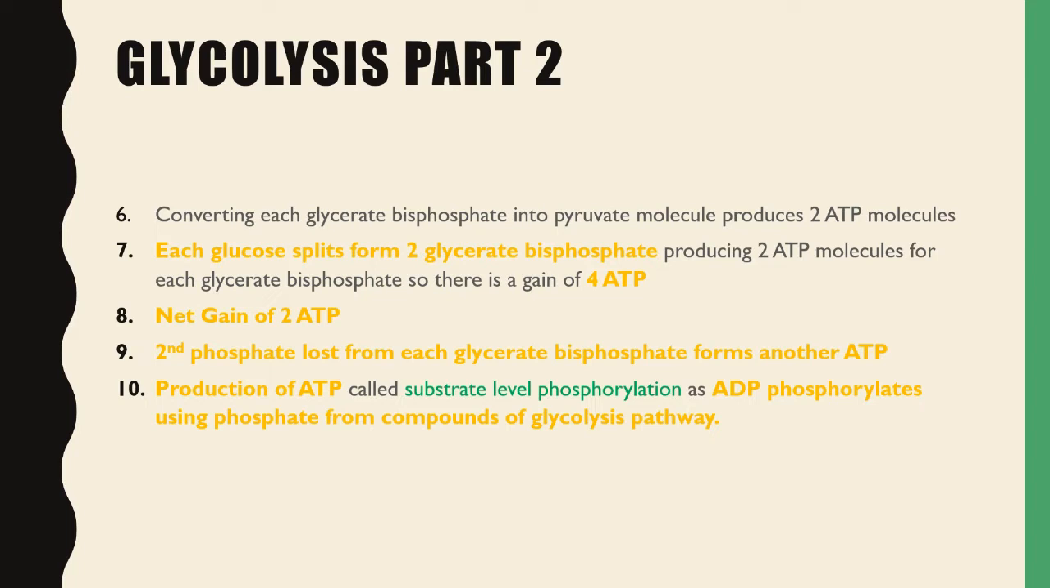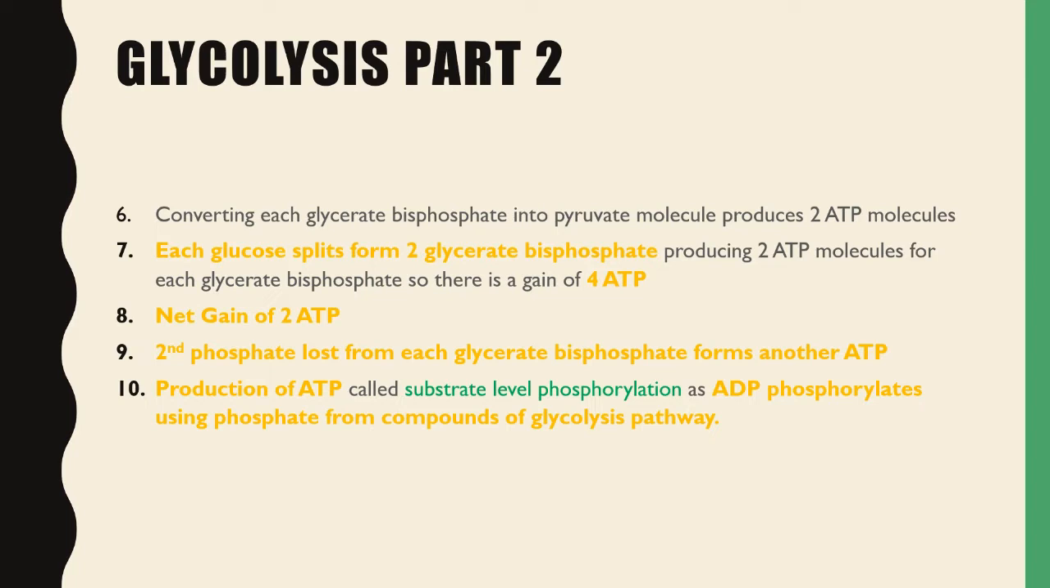The conversion of each glycerate biphosphate into pyruvate produces 2 ATP molecules, and each glucose will split to form 2 glycerate biphosphate, producing 2 ATP molecules for each glycerate biphosphate, and therefore there is a gain of 4 ATP molecules, but there's a net gain of 2 ATP molecules because you've used 2 up in making the ADP at the start. So, the second phosphate lost from each glycerate biphosphate will form another ATP, and the production of ATP here is called substrate level phosphorylation, as ADP phosphorylates using the phosphate from compounds of the glycolysis pathway.